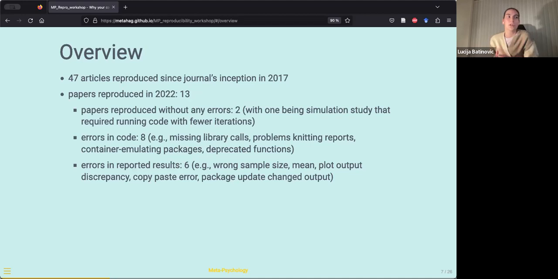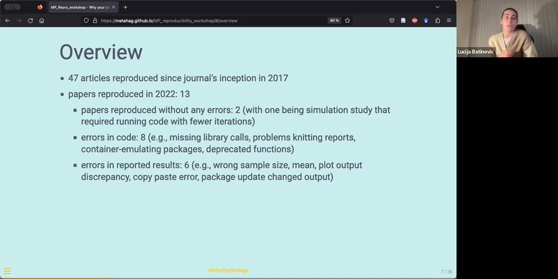Then we had 2 types of errors. The first one is a category of errors in code, and we had 8 of those. And these happen to be mostly easy to fix, simple errors, because like Rickard said, we already have a sample of people who come eager to follow open science practices and do a good job with the analysis. We also have a good rapport with the authors and can fix things along the way. And yet still some things happen more often than not. Some of these are missing library calls or just problems knitting the reports and other issues.